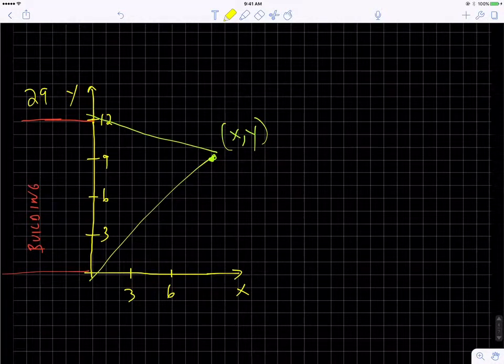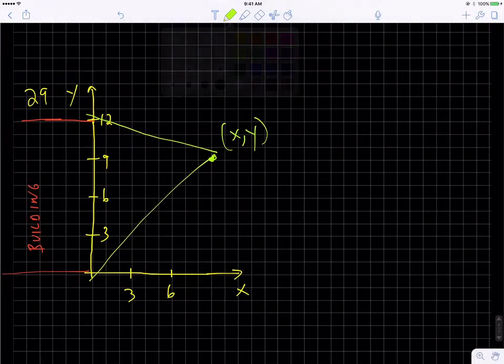Number 29, we have a winch being pulled. I believe a winch pulling, sorry, is pulling what, a pole? Yeah, a pipe. So this is your pipe. Drew that in green.